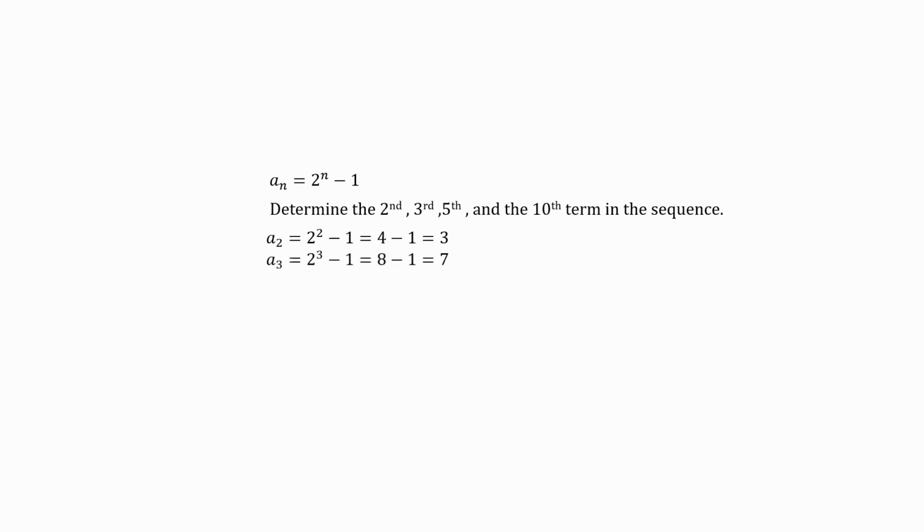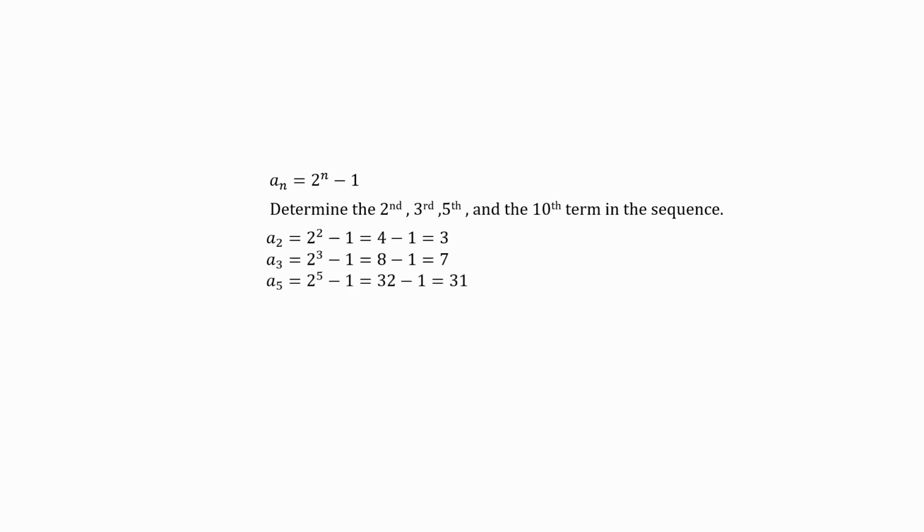For example, a sub n is equal to 2 raised to n minus 1. Determine the second, third, fifth, and the 10th term in the sequence. A sub 2 is equal to 2 raised to 2 minus 1, which is equal to 4 minus 1. So therefore, a sub 2 is equal to 3. A sub 3 is equal to 2 raised to 3 minus 1, which is equal to 8 minus 1. So therefore, a sub 3 is equal to 7.